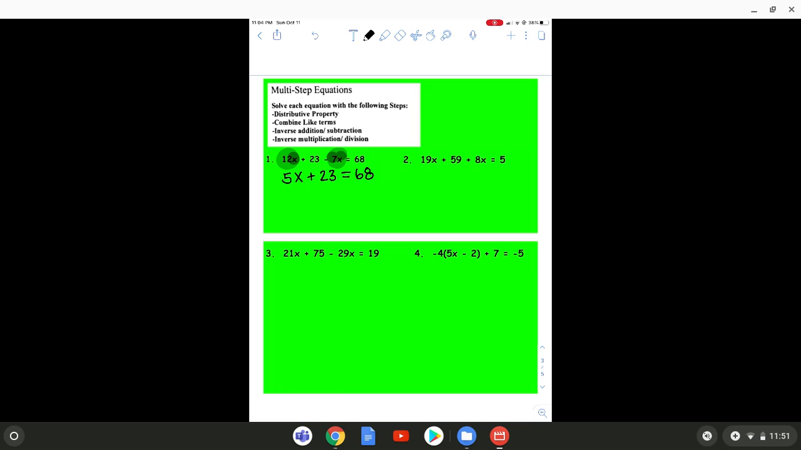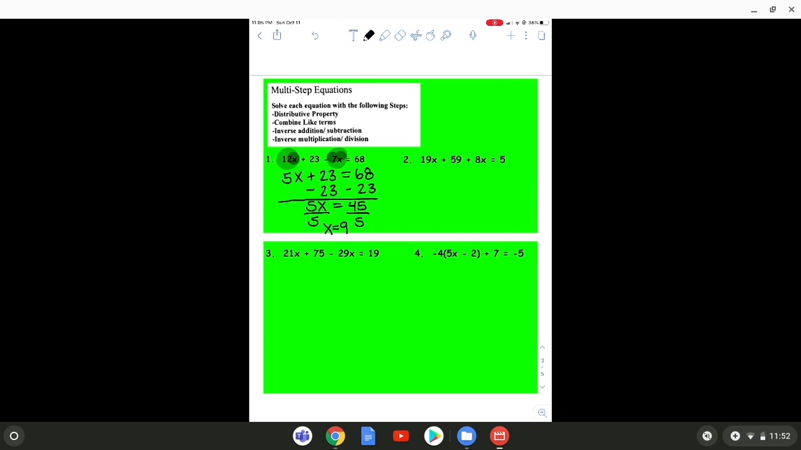Now I have a 2-step equation. So I'm going to undo that addition. And I'm going to use subtraction on both sides. So I'm going to subtract 23 from both sides. And that is going to give me 5x is equal to 45 because my 23s cancel each other out. Now to get x by itself, I'm going to divide by 5 on both sides to undo my multiplication. And that's going to give me x is equal to 9.